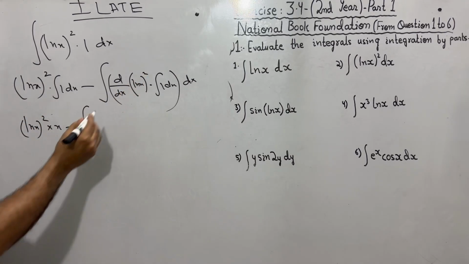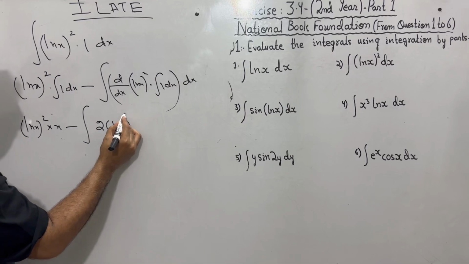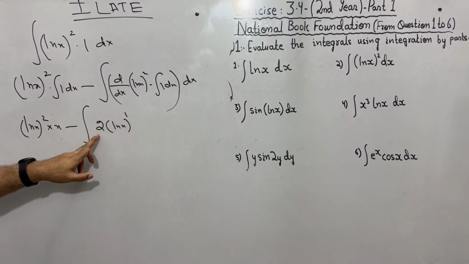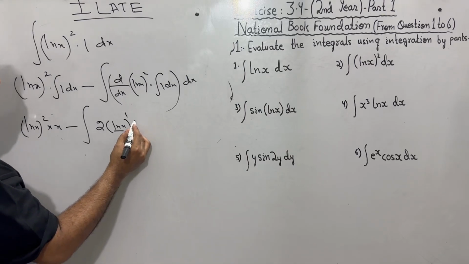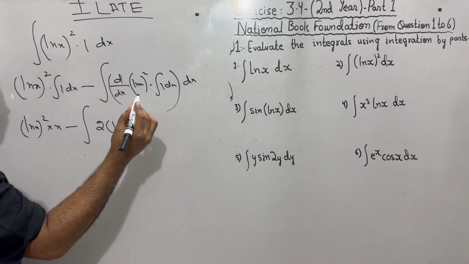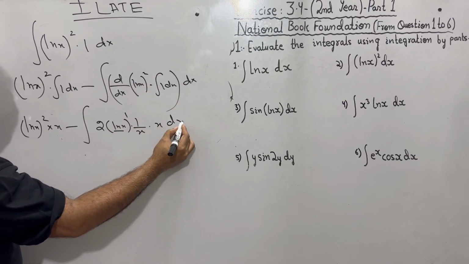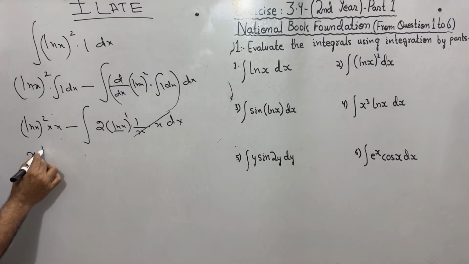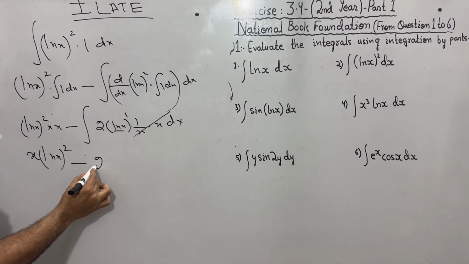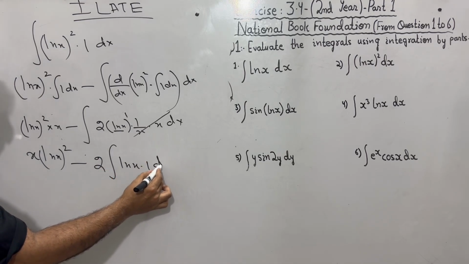Differentiation of ln x square: drag the power down, subtract 1 from the power, make the power the coefficient, and multiply by the derivative of the base. Differentiation of ln x is 1 over x, times integration of 1 is x, here is dx. Cancelled out. It can be arranged as x (ln x) whole square minus 2 times integral of ln x times 1 dx.